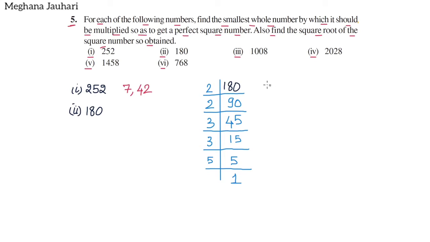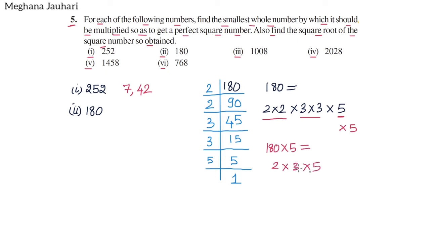Now we are going to write all the factors. So 180 can be written as 2 into 2 into 3 into 3 into 5. We will write all the factors together. Now we will split it into pair. On looking this prime factorized form, we see that again 5 is having no pair. So what we can do to make it a perfect square? Yes. We will multiply it by 5. So 180 multiplying by 5 will give result 2 into 3 into 5 whole square.